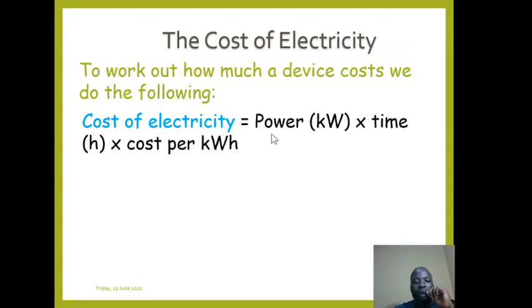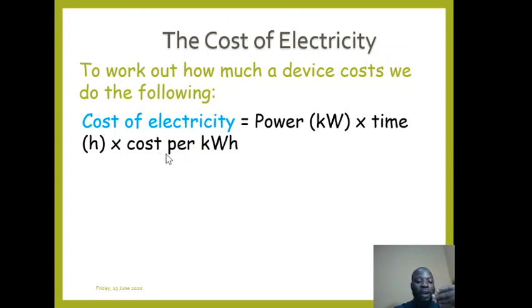Now, in summary, power must be in kilowatt in any calculation you are dealing with. The normal unit of power is watt, but if you want to calculate the cost of electricity, the unit they use to charge you is kilowatt hour. So as such, your power must be in kilowatt, the time given to you must be in hour, while the unit cost is going to be known to you.